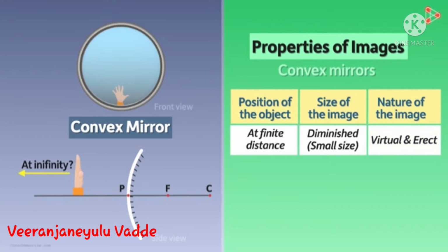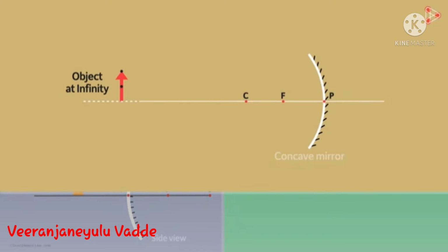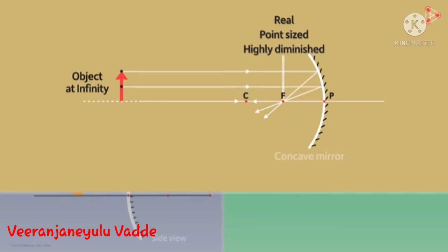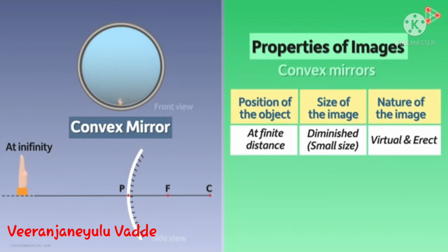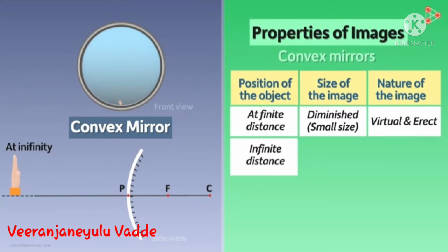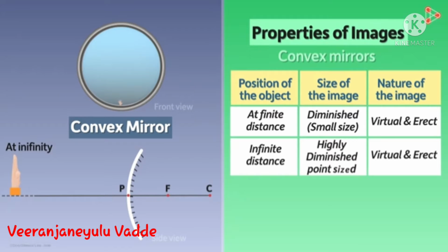Yes. What if the object is infinitely far away? Well, in the case of a concave mirror, when the object was infinitely far away, the image was formed at a single point. It was real, point-sized and a highly diminished image. Point-sized means that the whole image of the object is formed at a single point. Here too, the same thing happens. The image formed is indeed point-sized. But here, the image is a virtual image. So when the object is kept at infinity, the image formed is virtual, point-sized and highly diminished.